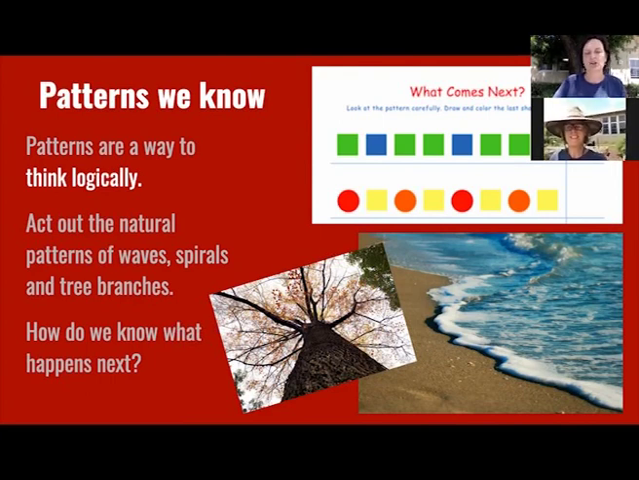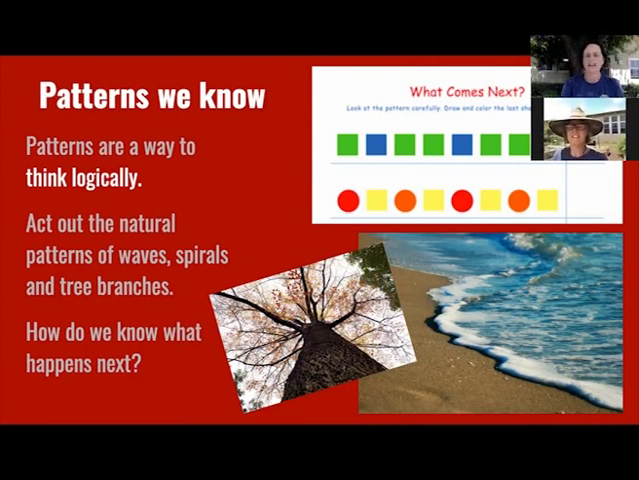Look at this one. It's a little bit harder. Red circle, yellow square. Orange circle, yellow square. Red, yellow, orange, yellow. What's going to be next? In this case, we know both the color and the shape that's coming next, don't we? I bet that's a pattern you know. Now, let's get back to patterns we see in nature.